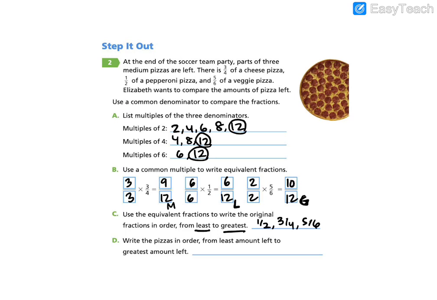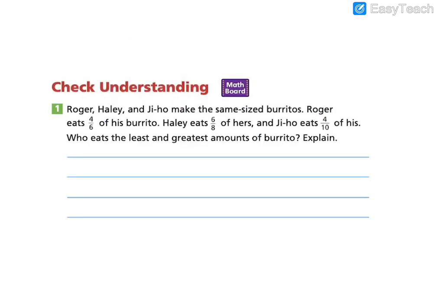Right, then letter D just wants us to write the pizzas in order from the least amount left to the greatest amount left. Instead of the fraction, it's asking us for the pizzas. So 1/2 is pepperoni. 3/4 is cheese. And 5/6 is veggie. So the pepperoni was the most popular at the party. All right, go ahead and complete the check understanding. Press pause and press play to check your work.